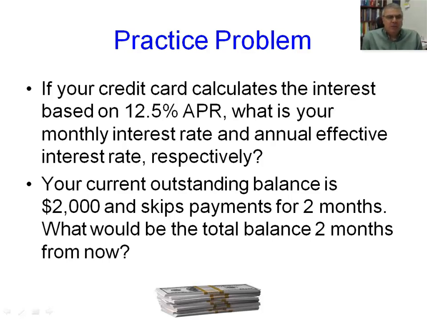So with all the interest information that you have, we are going to first calculate the monthly interest rate, and we're going to calculate the annual effective interest rate, and then we are going to assume that the outstanding balance is $2,000. We skip payments for 2 months. Then what will be the balance 2 months from now?